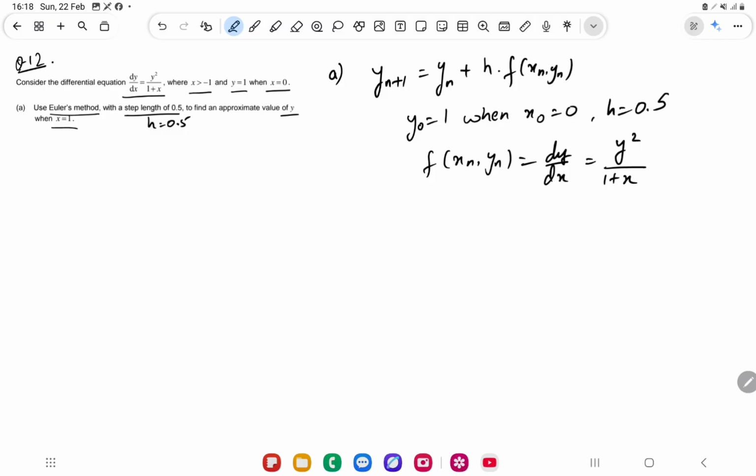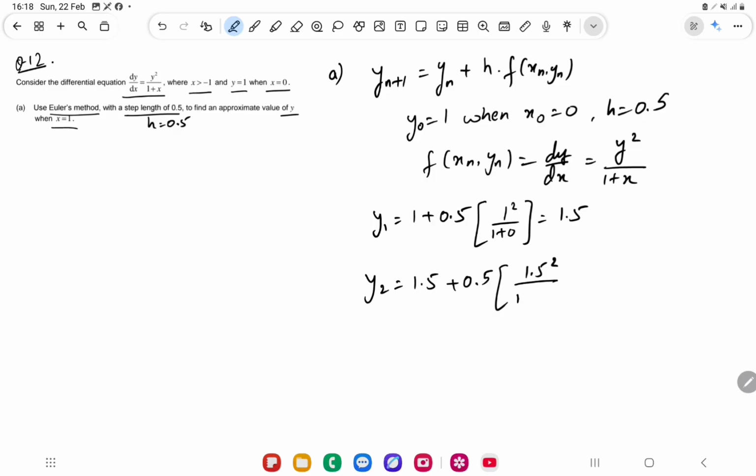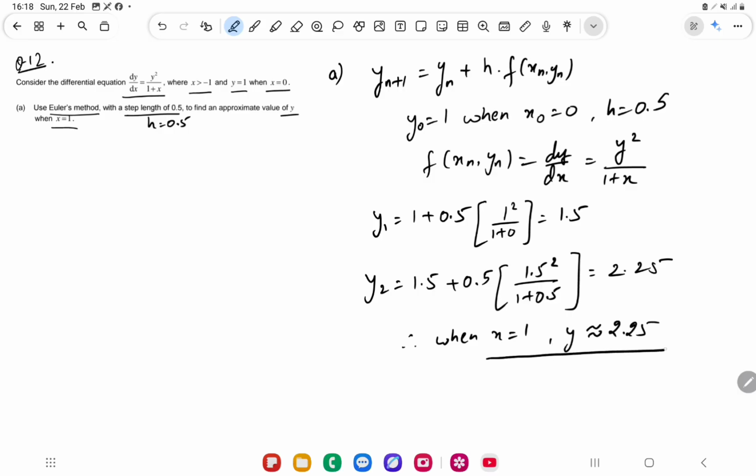Therefore, I can first find y1 as 1 plus 0.5 times 1 squared upon 1 plus 0. So this will give me an answer of 1.5. My y2 will be y1, the previous value, plus 0.5 times the gradient. Now this is 1.5 and this will be 1.5 plus 0.5 times (1.5 squared upon 1 plus 0.5), which will give me an answer of 2.25. Therefore, when x is equal to 1, my y value is approximately equal to 2.25.